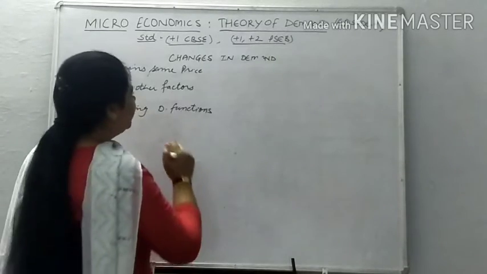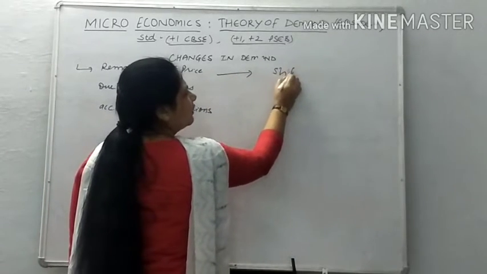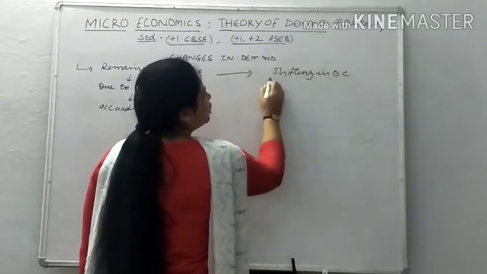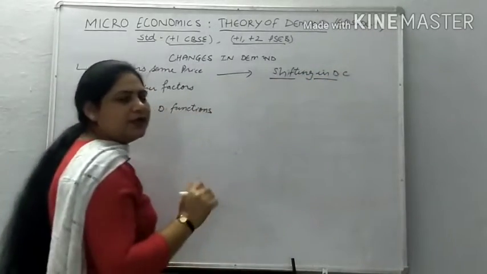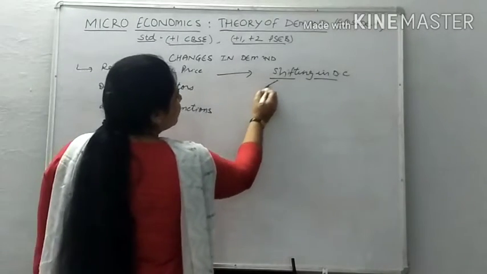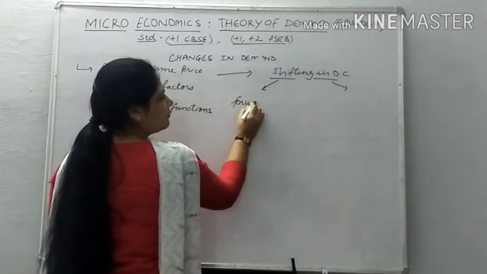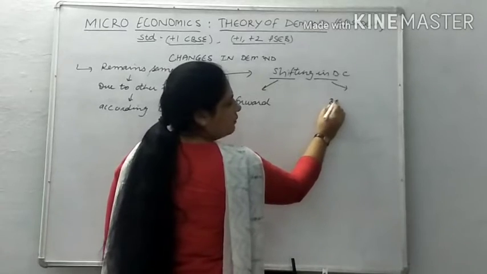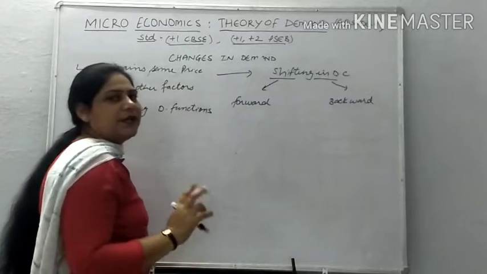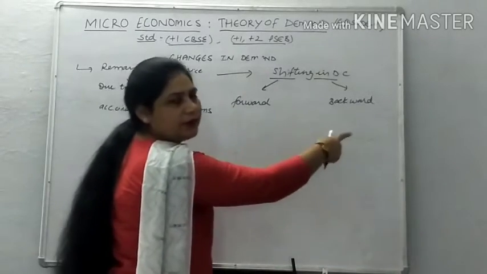And students, interestingly, we can show it through shifting, shifting in the demand curve. We can show this whole phenomenon as shifting of the demand curve. There are two types of shifting: forward shifting and backward shifting. Students, two types of shifting happen in the demand curve: forward and backward.